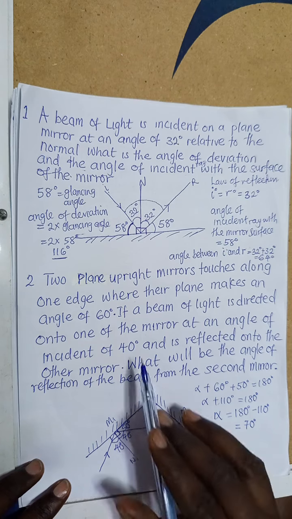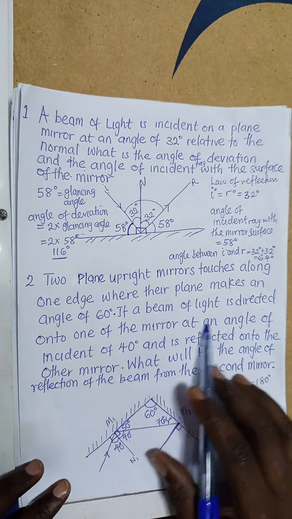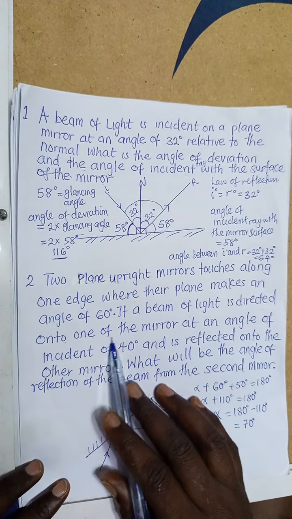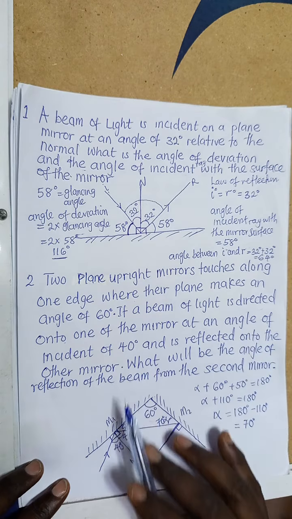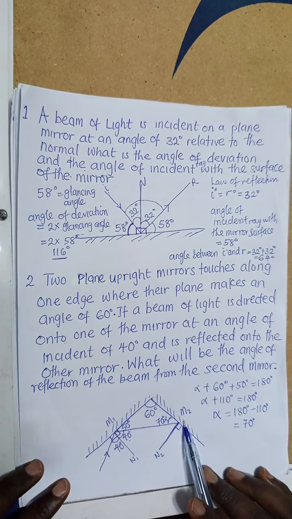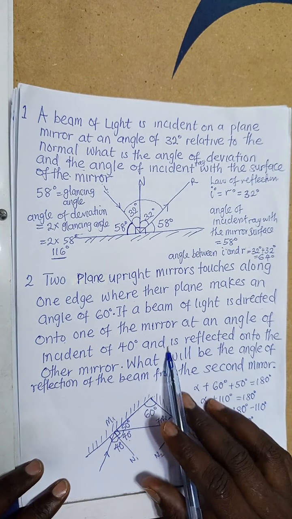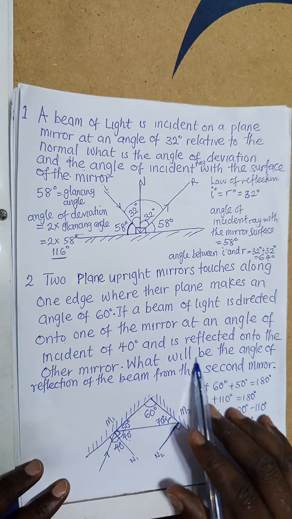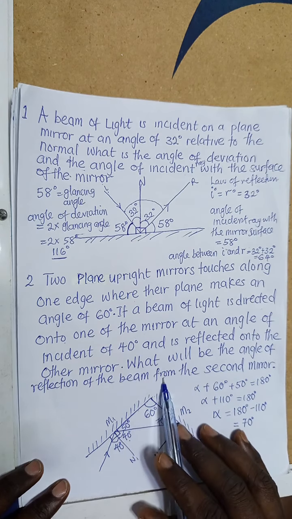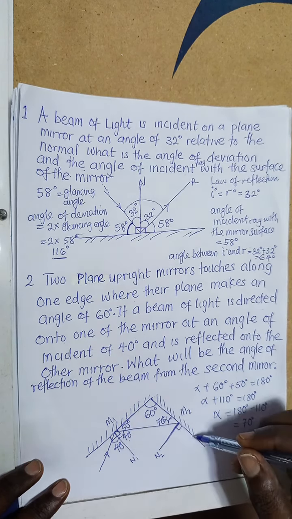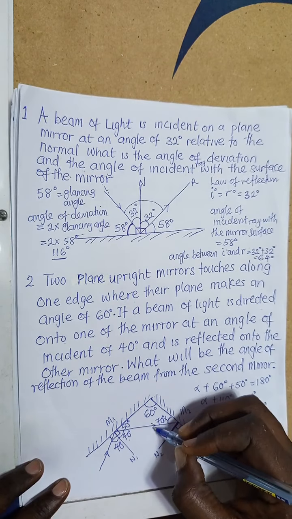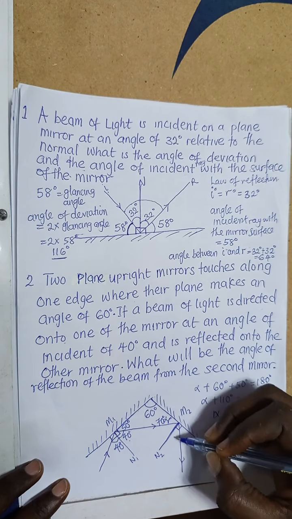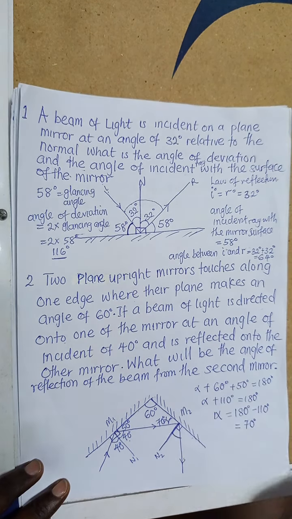Now the question is, they said, if the beam of light is directed onto one of the mirrors at an angle of incidence of 40, which I have done, I have interpreted to this extent. Now say it is reflected onto the other mirror. What will be the angle of reflection of the beam from the second mirror? That is this one. So it will hit this one and come out with an angle of reflection. This is the angle we are looking for.